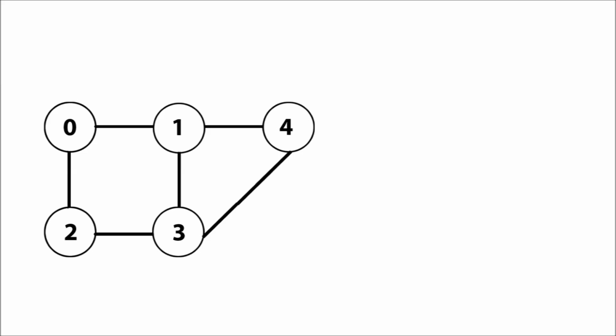Now obviously you can't draw pictures in code. So how do we represent these graphs in code? There are 3 main ways of representing graphs: the adjacency matrix, the adjacency list, and the edge list.